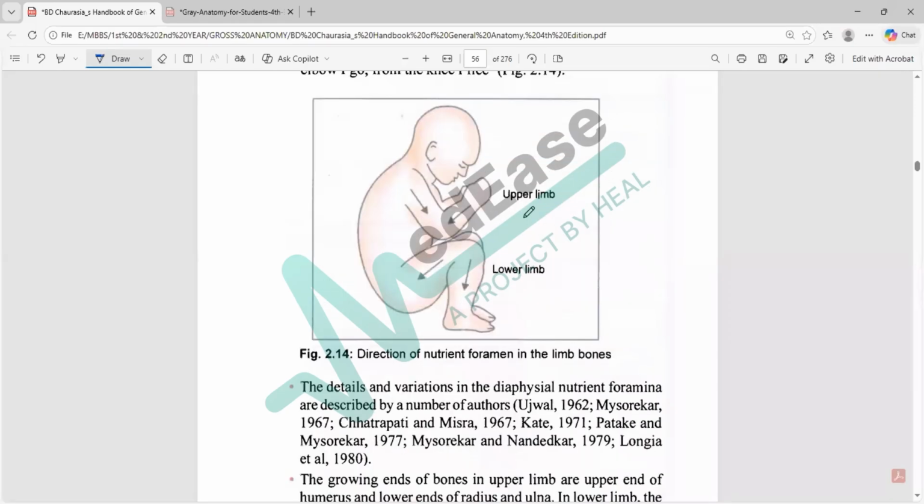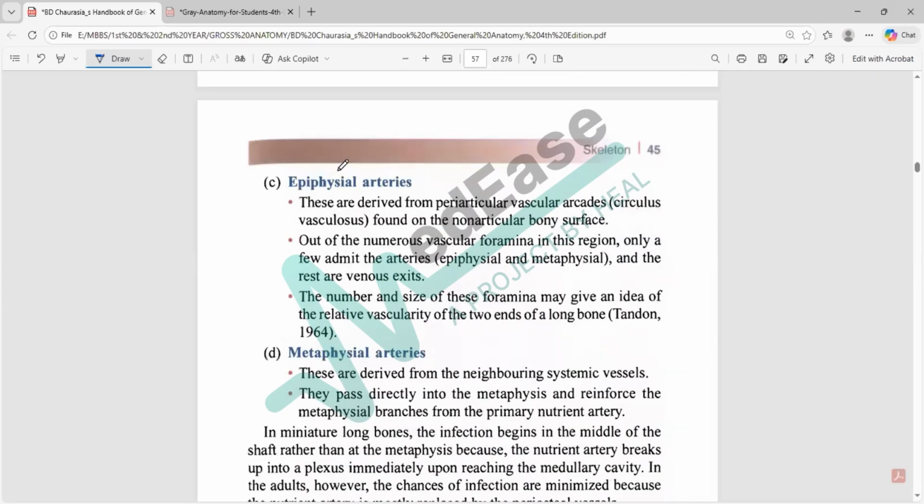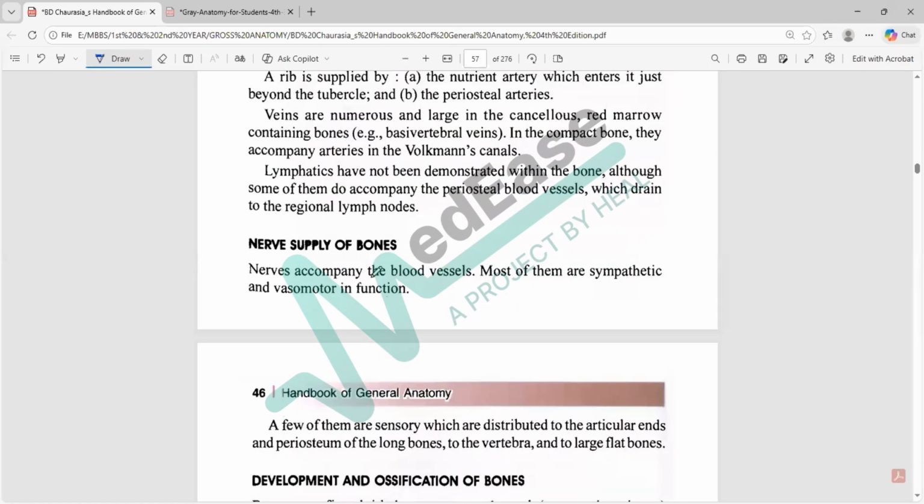Now, we need to remember the direction of the nutrient foramen. It will be away from the knee and towards the elbow. Now we have discussed the epiphyseal and the metaphyseal arteries. Remember, the metaphyseal arteries are the most commonly affected, as they are susceptible to infections. Now, the nerve supply of the bone is typically derived along with the blood vessels and also to the periosteum as well.